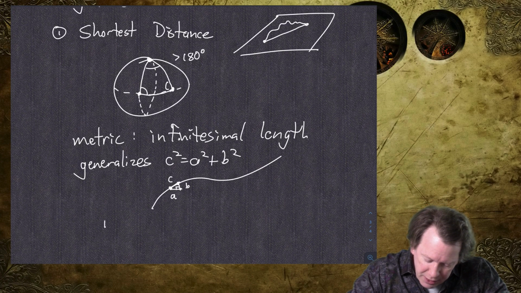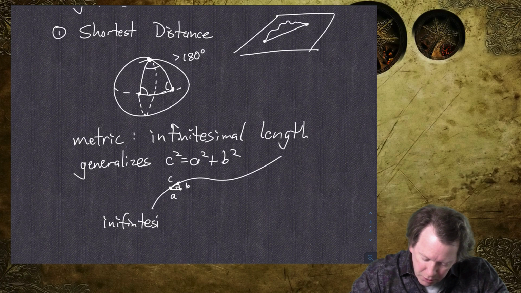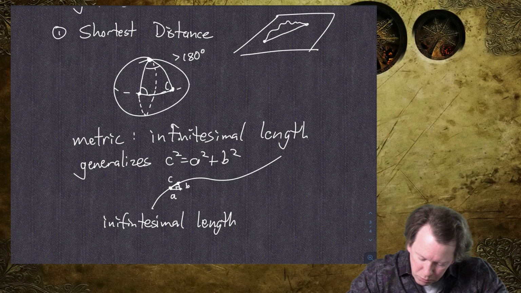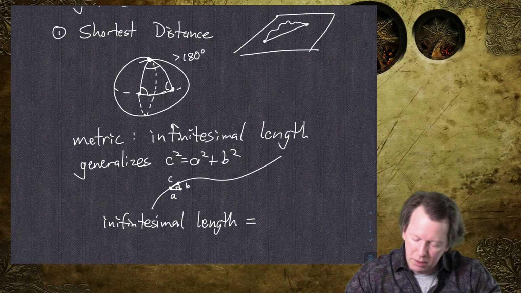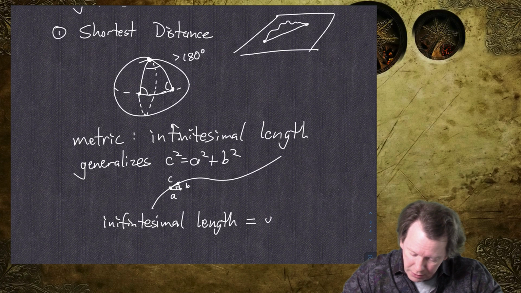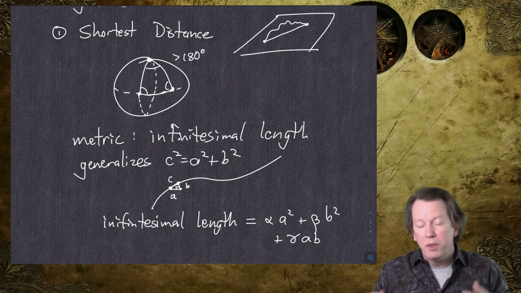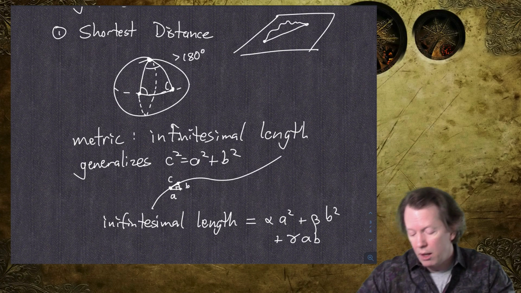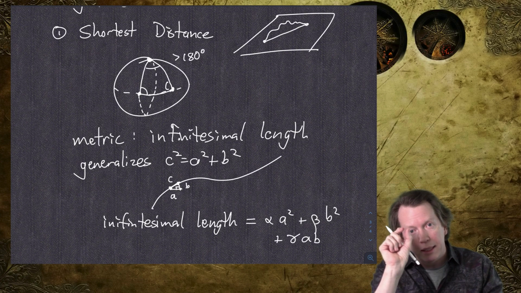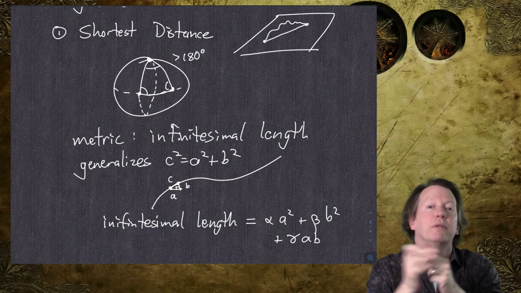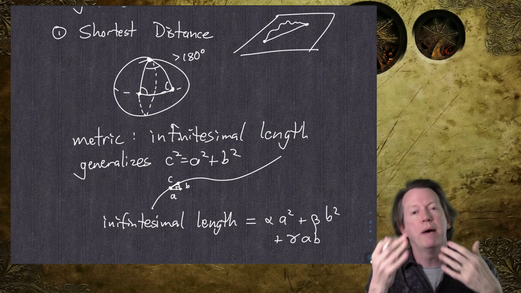So the infinitesimal length of this tiny little curve segment here equals something, call it alpha times A squared plus beta times B squared plus gamma times A times B, okay? So the numbers alpha, beta, and gamma are telling you how to calculate the length of an infinitesimal curve in an arbitrarily curved geometry. That's what the metric does.